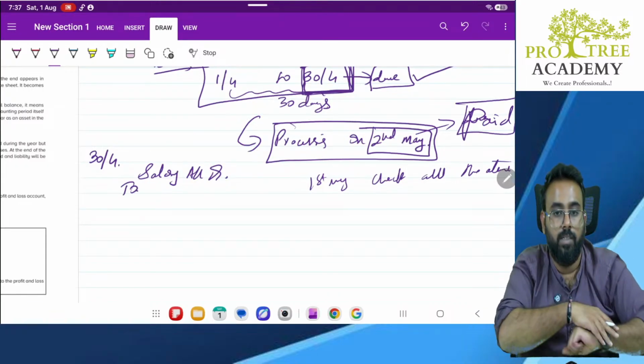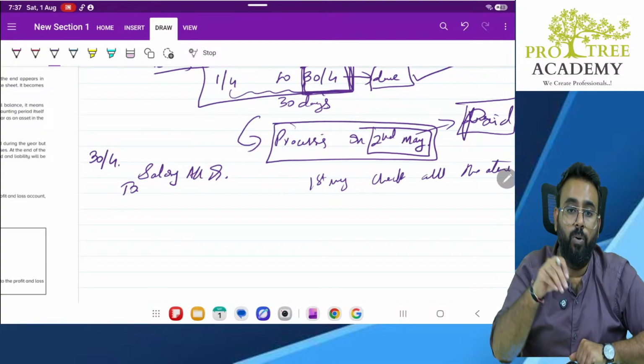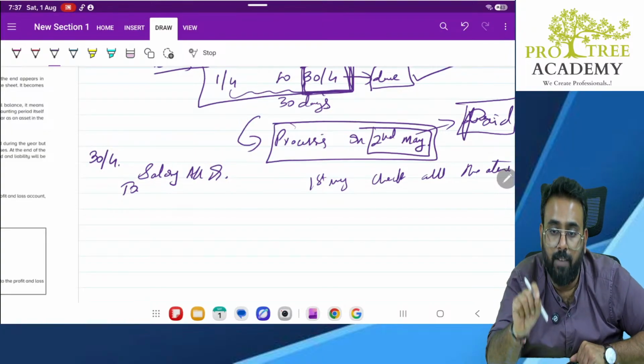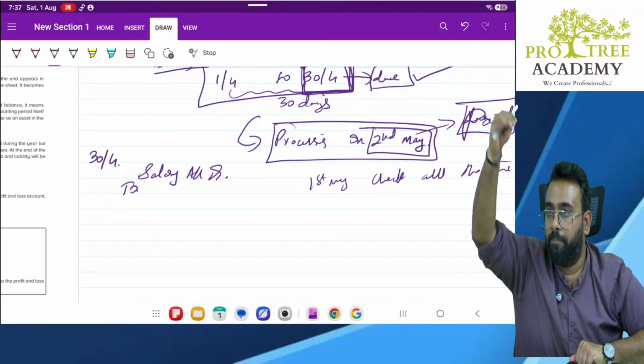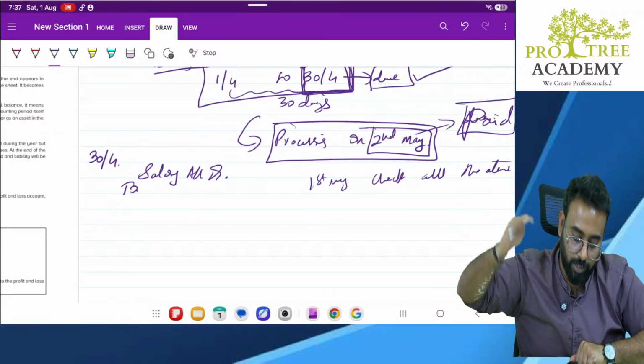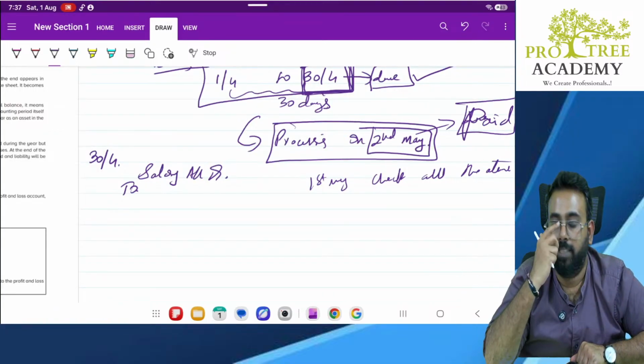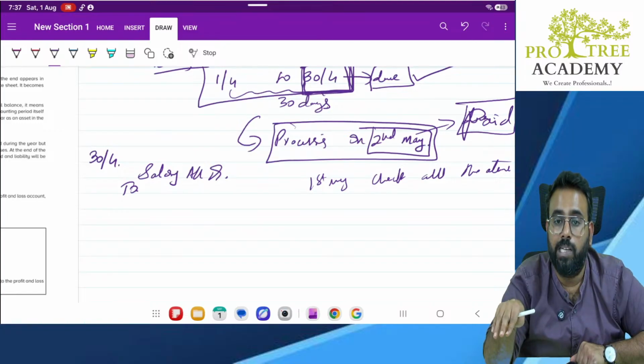Now, if I would have paid it now itself, then the credit would be bank account. Correct or no? Why? Because salary is going from bank. My bank balance will come down. When asset comes down, it will be credited. Correct? Yes, sir. Correct, sir. But am I paying it on 30th April itself?